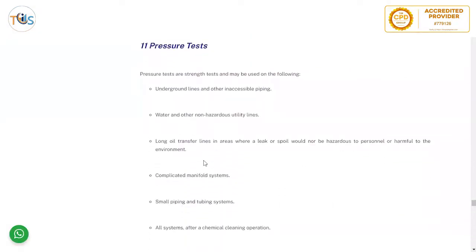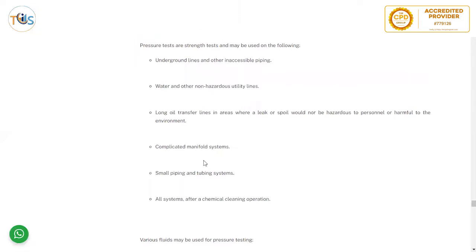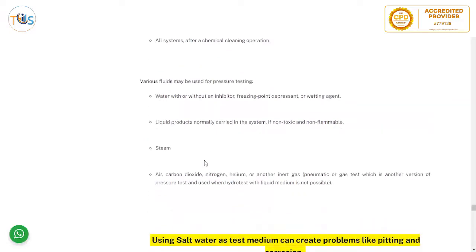Pressure test. Pressure tests are strength tests that may be used on the following: underground lines, water and other non-hazardous utility lines, long oil transfer lines in areas where a leak of oil would not be hazardous to the personnel or harmful to the environment, complicated manifold systems, small piping and tubing systems, and all systems after a chemical cleaning operation.